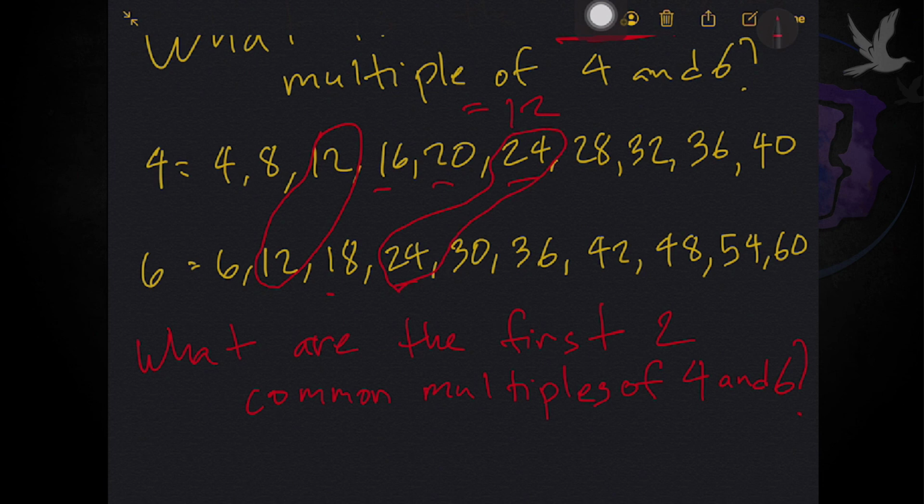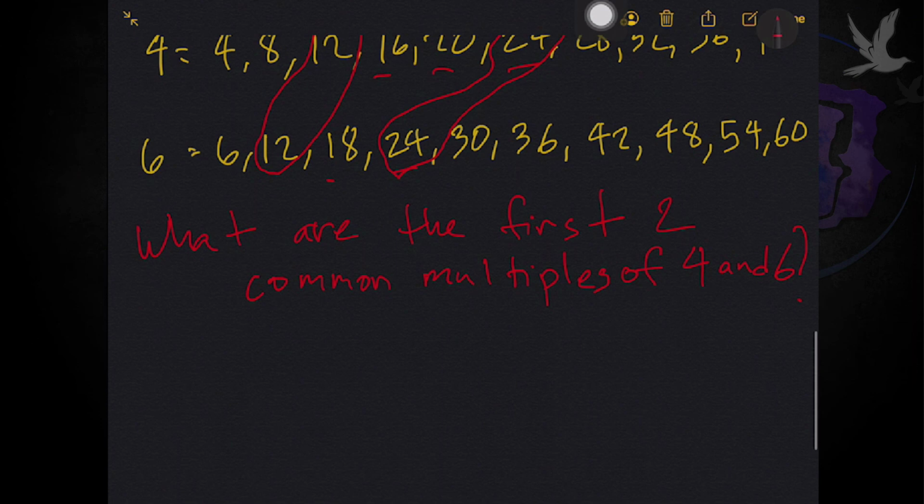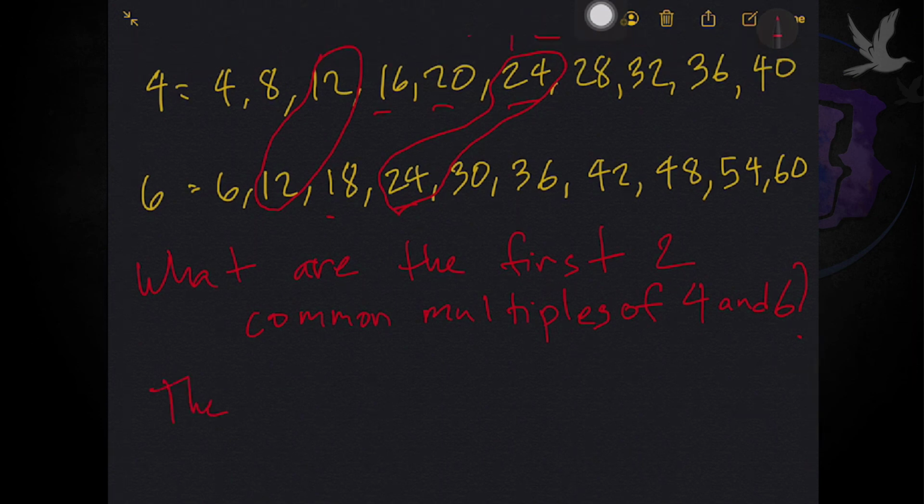Okay? So, we can now say that the first two common multiples of 4 and 6 are 12 and 24. Okay, so that's pretty much how you deal with factors and multiples and their common factors and common multiples. Okay, so that's it. You can answer the rest of the pages for the week.